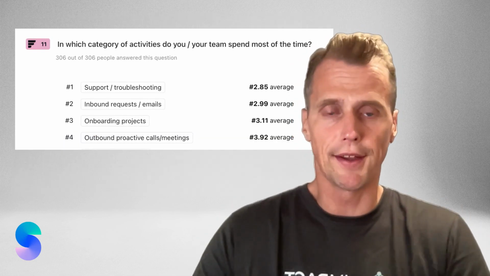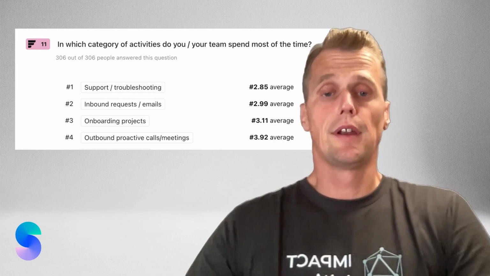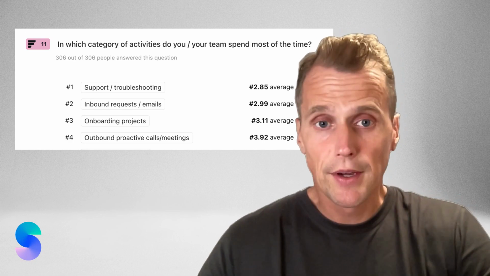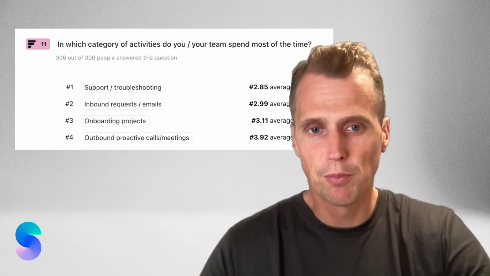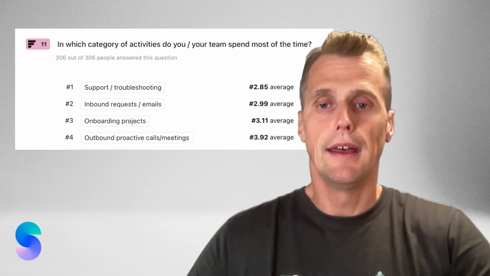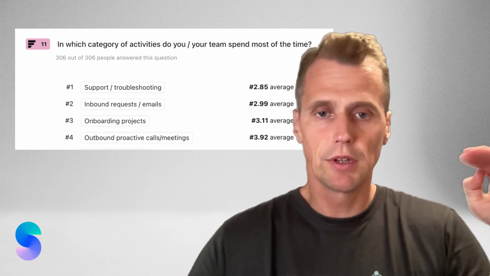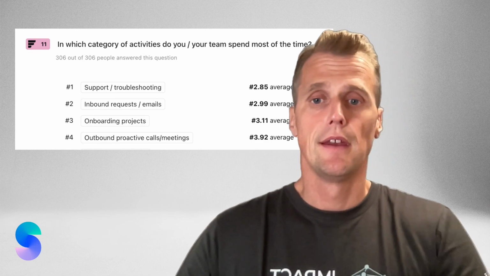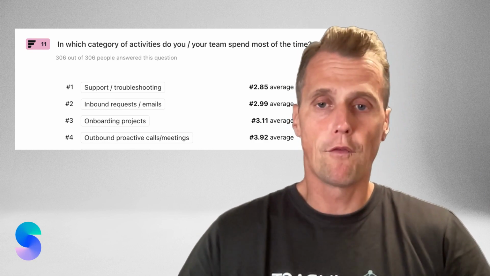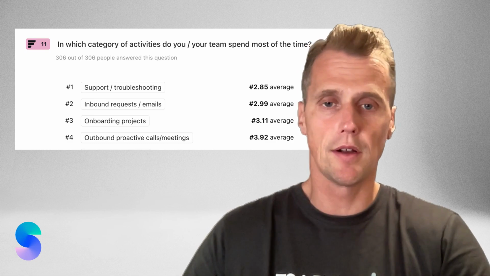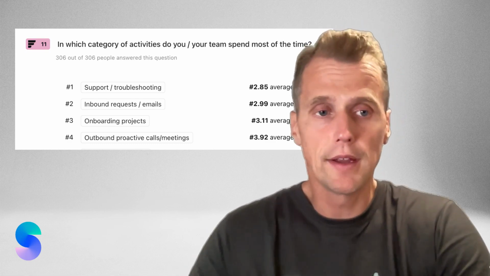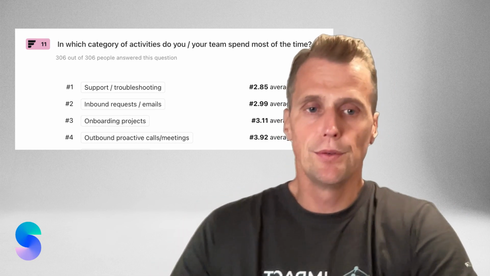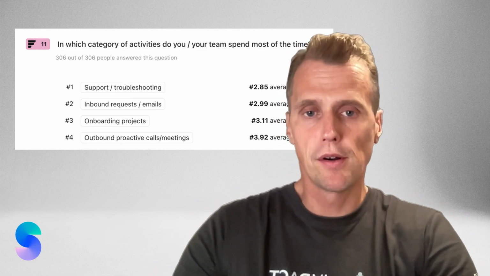And what do we do with our time? So this was another question. Where do you spend your time, basically? Most of us in customer success spend time on support. Should we? Probably not. Troubleshooting, support type of actions, inbound requests, emails, onboarding projects, and then number 4 is outbound proactive calls and meetings. And number 4 is the one that's going to drive expansion. So how can you do expansion if these are the priorities, right?